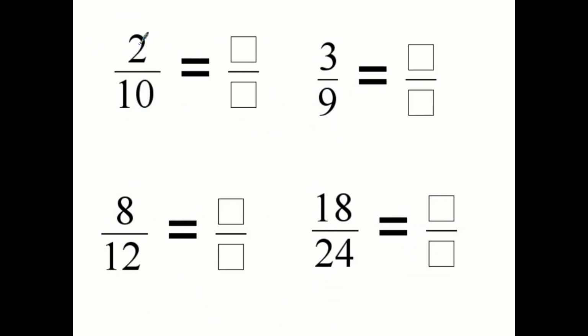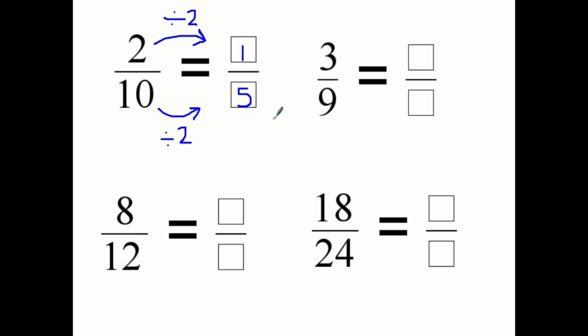So here we need to think about the biggest number that goes into both 2 and 10. Well, the biggest number that goes into 2 and 10 is 2. It's the biggest number that goes into both 2 and 10. That means we divide through by that highest common factor. We divide through by 2. And if I do 2 divided by 2, I get 1, and 10 divided by 2 is 5. So that is 1/5. 2/10 simplifies to 1/5.